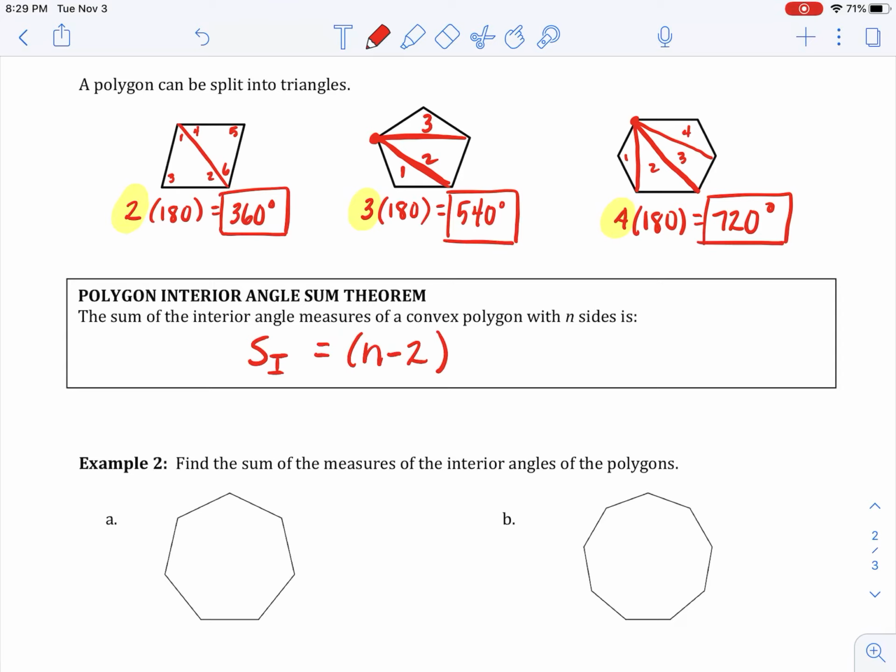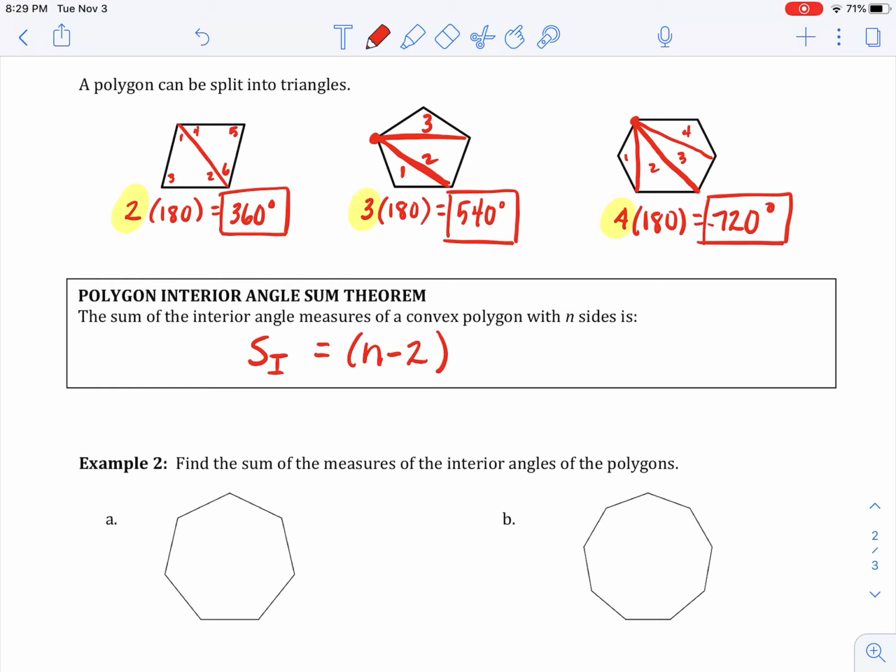We had 2 triangles, a 4-sided figure in the first shape minus 2. 4 minus 2 gives us that 2 that I have highlighted in yellow. In the middle shape, we have 5 sides. So 5 minus 2 gives you 3. That's that 3 that I have highlighted in the middle picture.